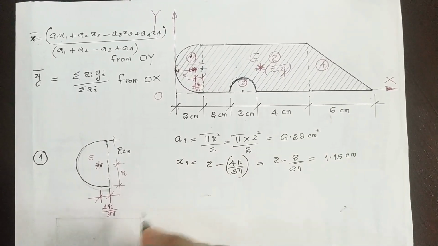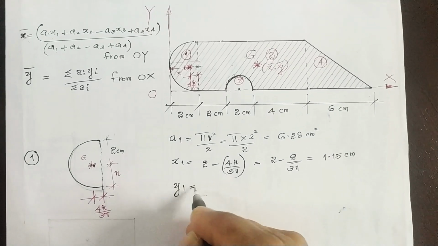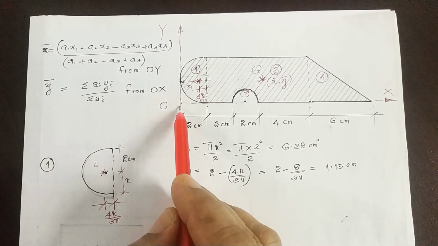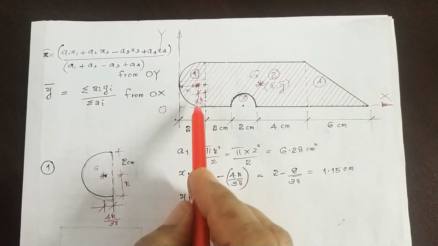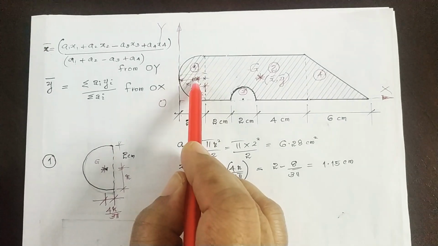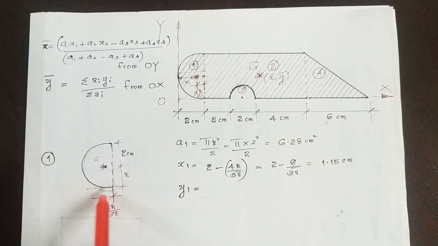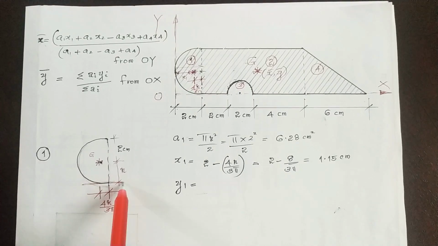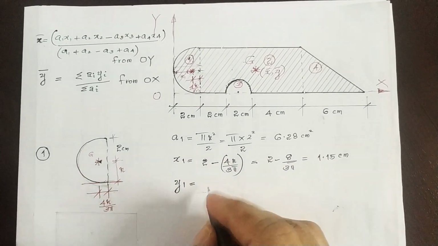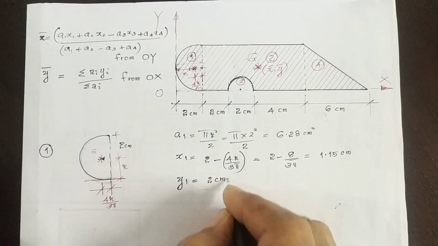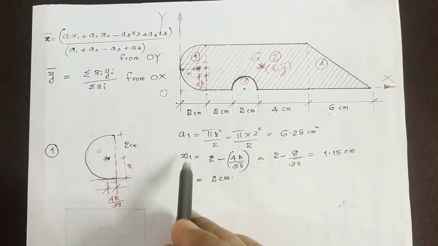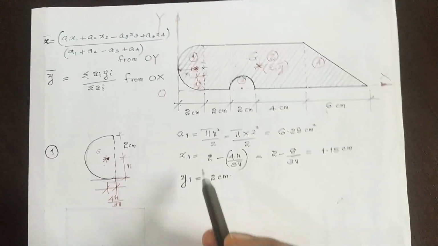Clear? Now y1 is the centroidal distance of the semicircle from our reference x-axis. So what is this distance from our x-axis till the centroid? Our x-axis and this end of the diametric segment are the same. So this distance is r, or rather 2 centimeter. Is it clear? So for the first figure, we have found out A1, x1 and y1.